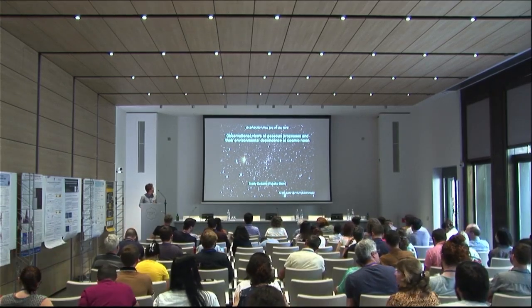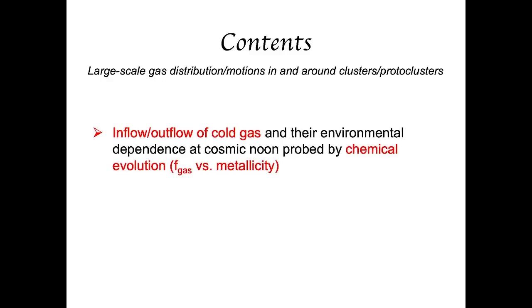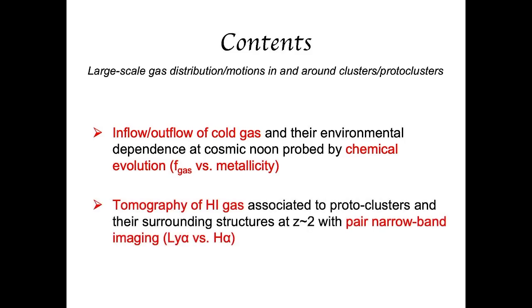It's a bit scary. Okay, so I'm going to talk about the large-scale gas distribution and motions in and around the clusters and protoclusters. So I'll speak about two things. First is using the chemical evolution, we can put a constraint on the inflow and outflow of the cold gas and its dependence on the environment. And the second, I show the tomography of the HI gas associated to protoclusters and their surrounding structures with pair narrowband filters, targeting Lyman alpha and H alpha.